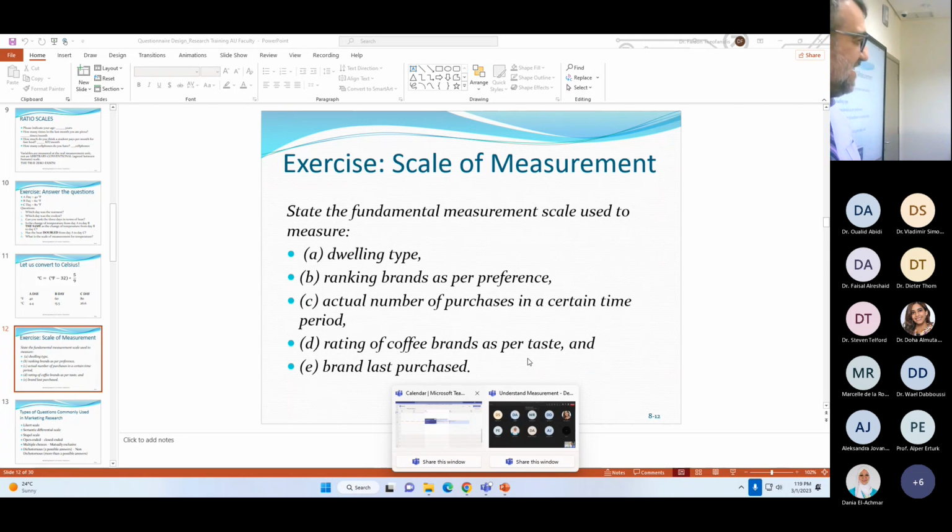Interval. Correct. Draw here. We have draw. Correct. Interval. And the last one, brand last purchased. Nominal.